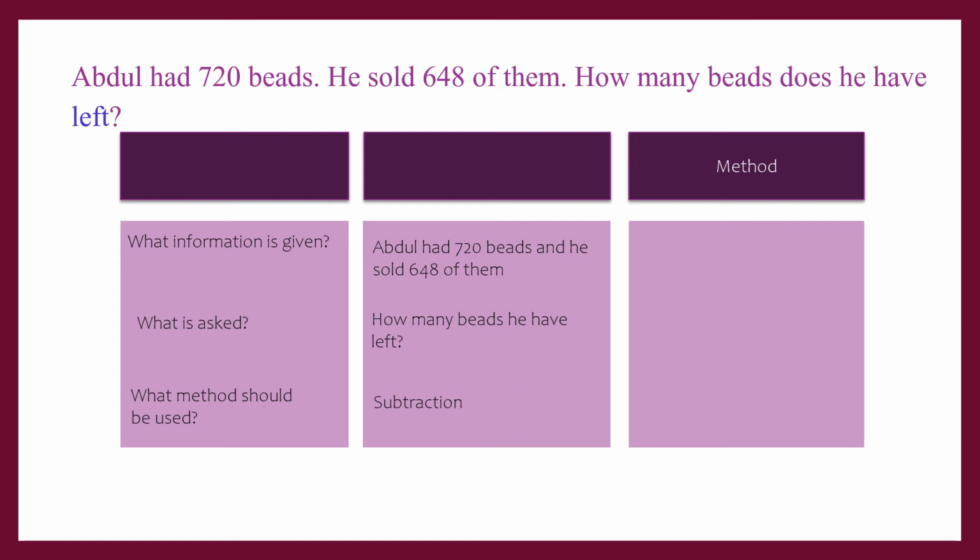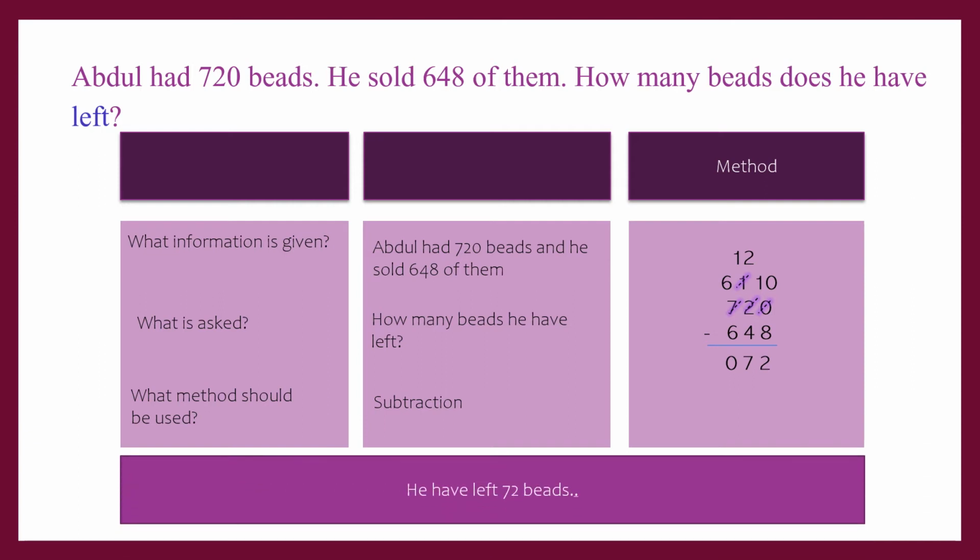Now we will do 720 minus 648. We will get the answer 72. This answer we will write in a statement. He has 72 beads left. Next sum we will solve.